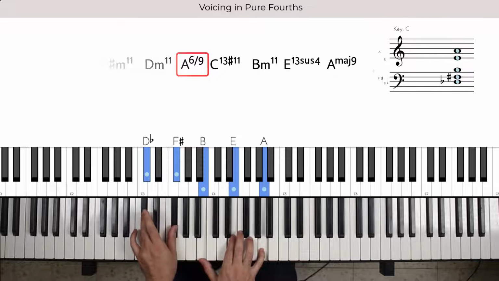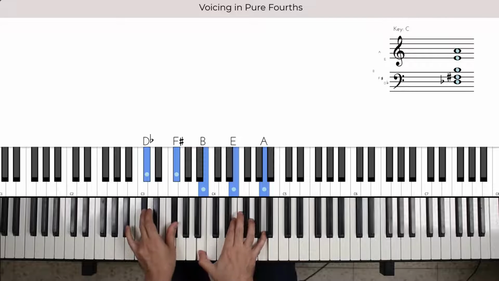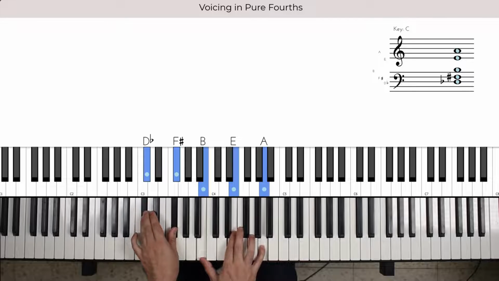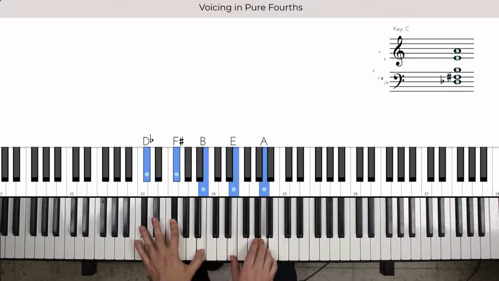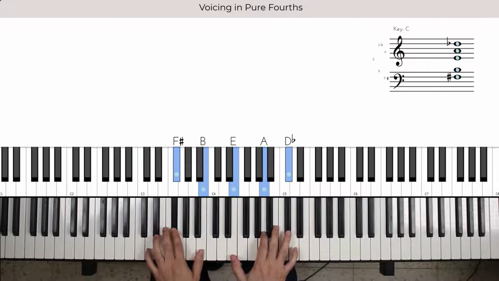Now let's try to reverse engineer this collection of perfect fourths, and there's a trick to this. What we can do is we can take the lowest note, the C sharp, and we can move it up 2 octaves, up here.